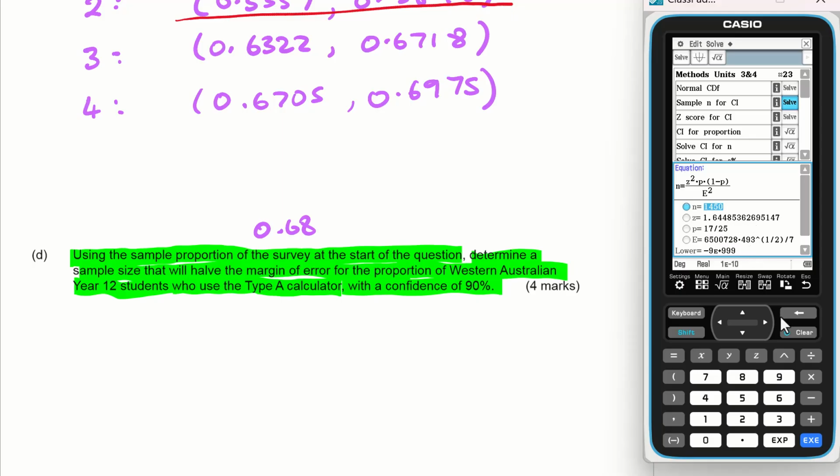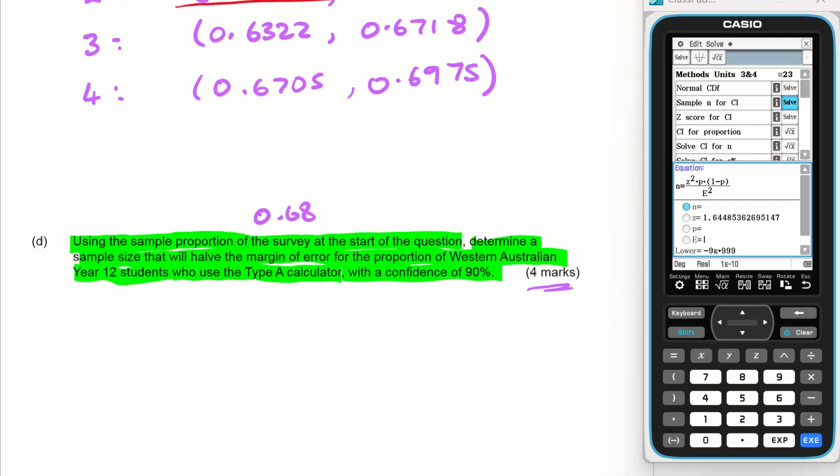So let's just put the other things in. So the first thing I'm going to do is actually state the formula there, because we've got 4 marks here. We've got to show some working. So n is z squared p 1 take away p over e squared.